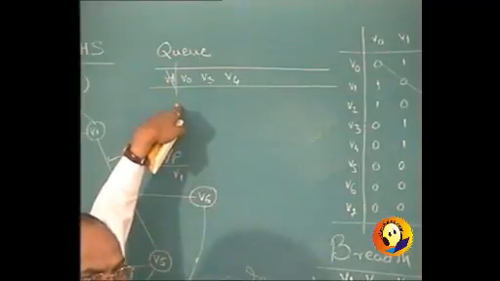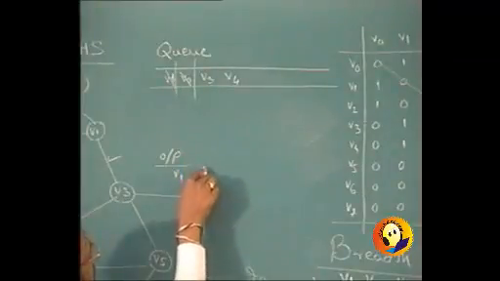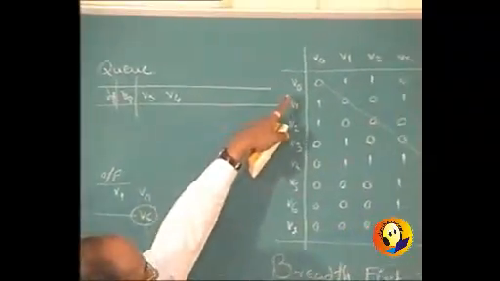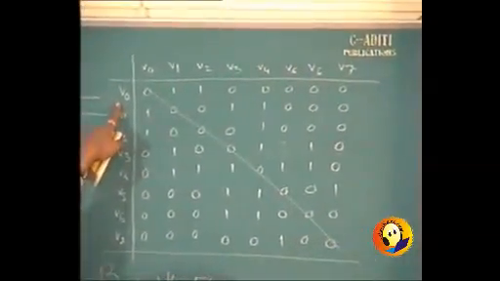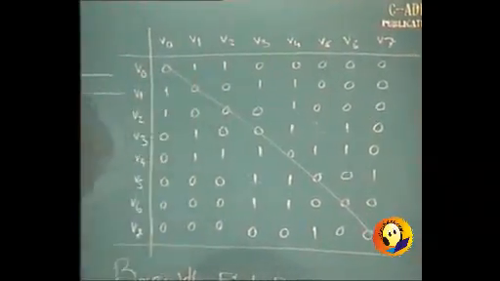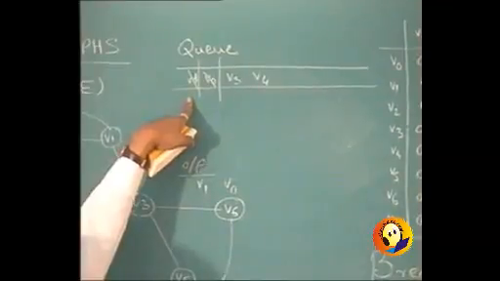Okay? And then again repeat the procedure. Remove V1, print it. Remove V0 and print it. Now go to the row of V0 and check for ones, V1. Now the problem is V1 was already there in the queue. So it should not be put back again.